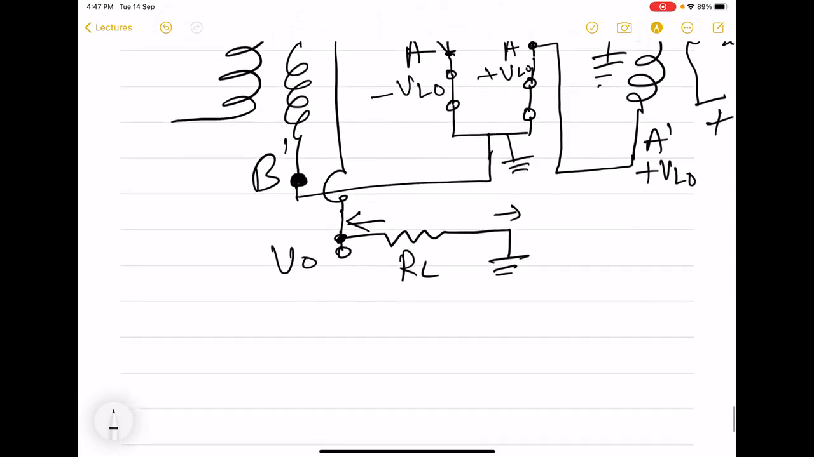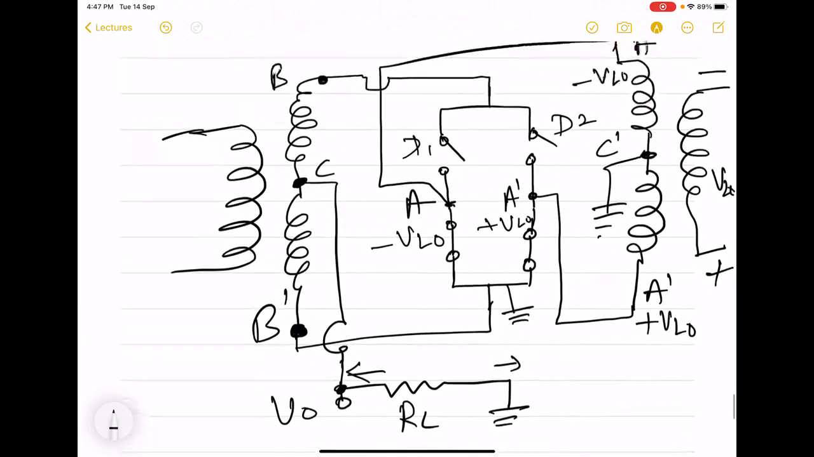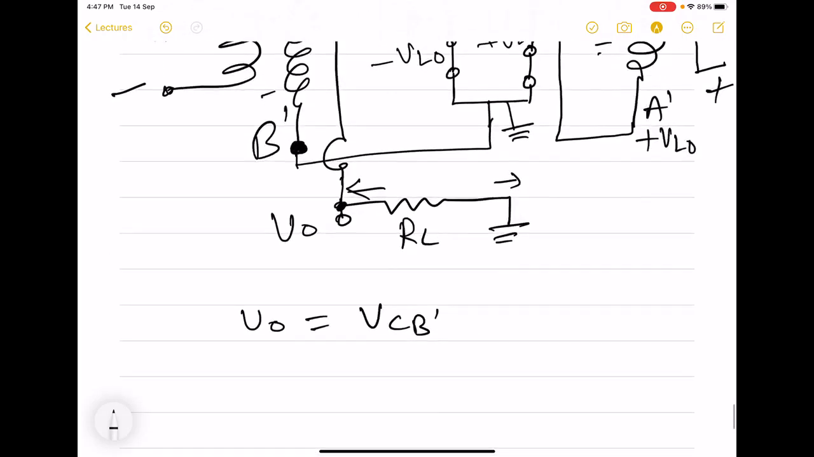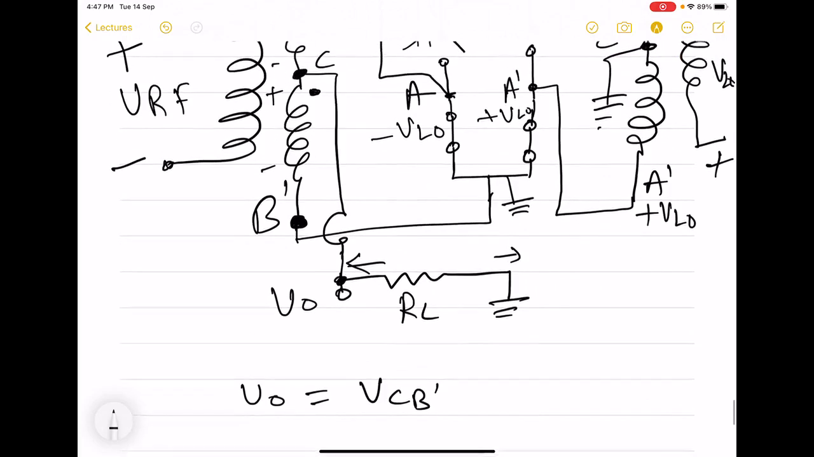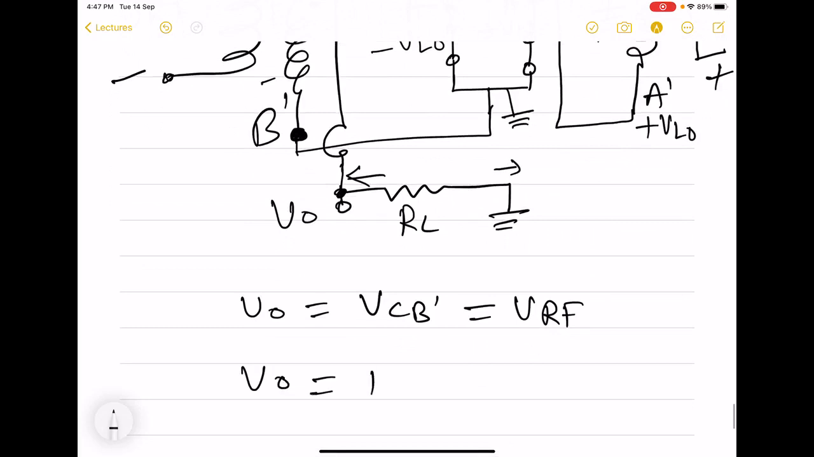So output is VCB dash. And here we have RF. And the polarity for these is like this. So here we see that the polarity of CB dash is going to be the same as that of the polarity of RF. So that is why this CB dash this time is going to be equal to VRF. So output is plus 1 into VRF.